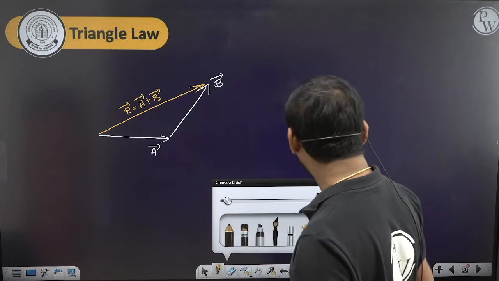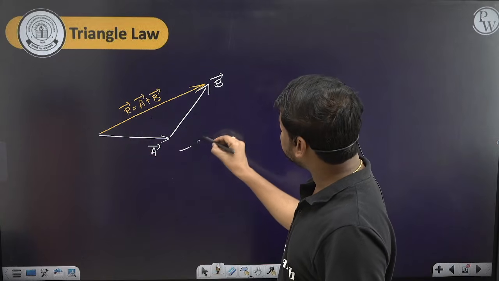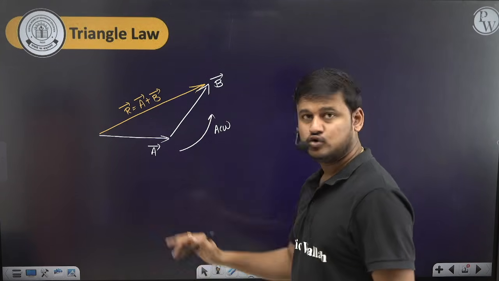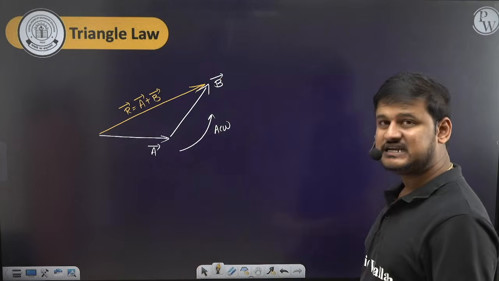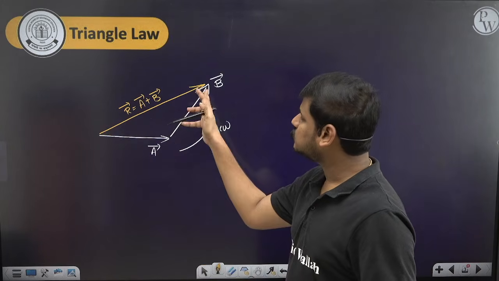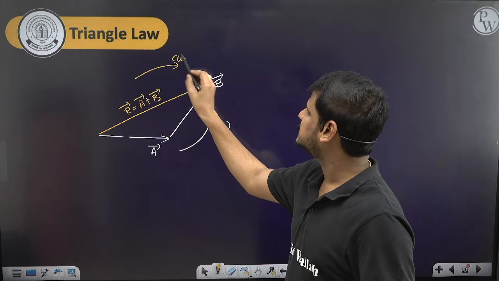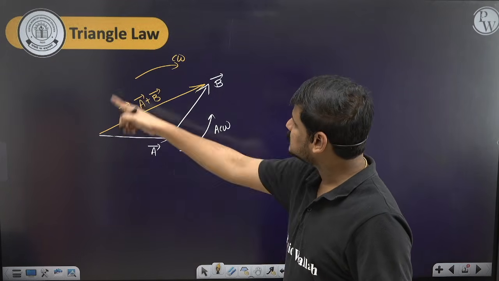Again I am saying, see here. When two vectors A and B are taken in the same direction, these two vectors are taken in anti-clockwise direction. Then the resultant will be in the clockwise direction, connecting the tail of the first vector to the head of the second vector. See here, the resultant is in the clockwise direction. Understood guys? So this is anti-clockwise, this is clockwise.